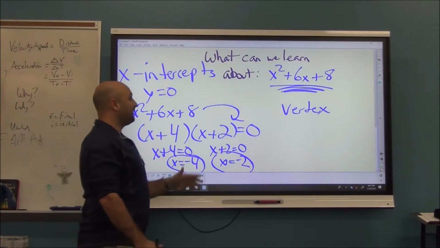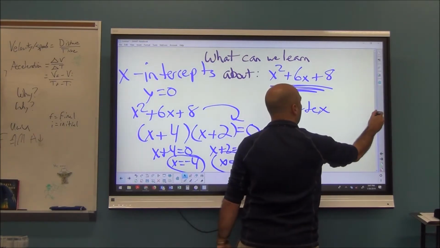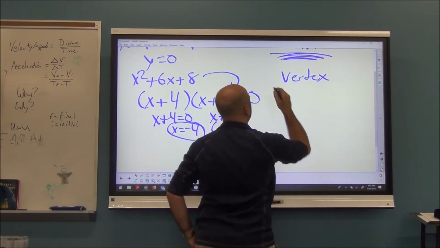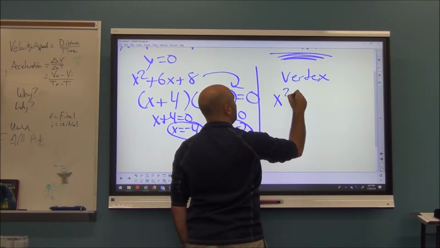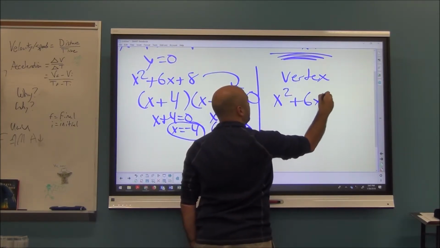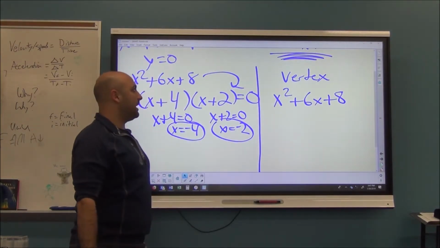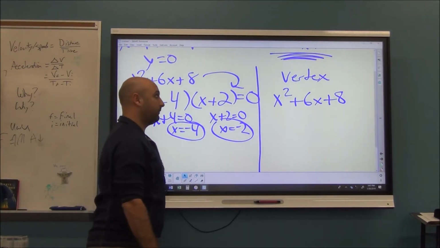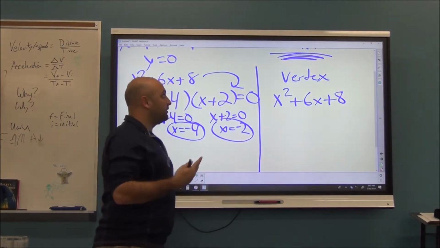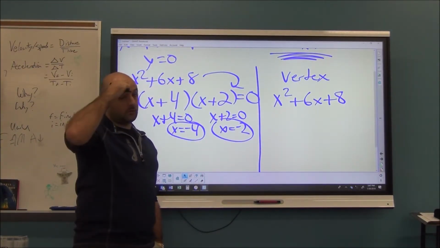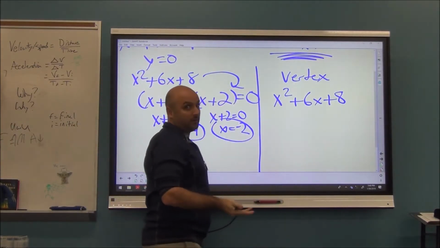Okay? Now if I come over here to vertex form, the vertex form is going to require a little bit more work. So let's give ourselves a little bit more room here, and focus on this. For vertex form, I'm going to take my original function, x squared plus 6x plus 8, and I want to find, in this case, what the bottommost point is, the vertex. The method we use is called completing the square.